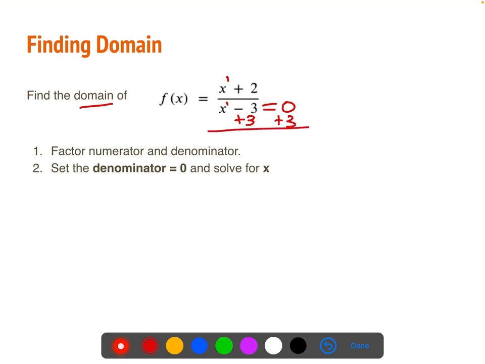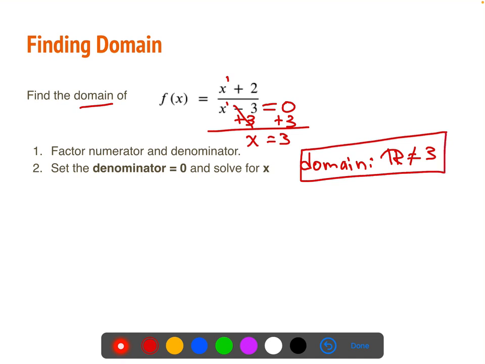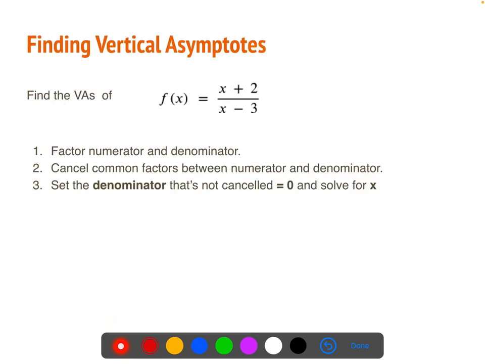So we're going to find the bad spots by setting the bottom equal to 0. Only the bottom. So x is 3. That's the bad spot in the domain, the break in the domain. So the domain is all real numbers except for 3. That's it, we just found the domain. It's everything except for 3. That's probably where there's a vertical asymptote or a hole.